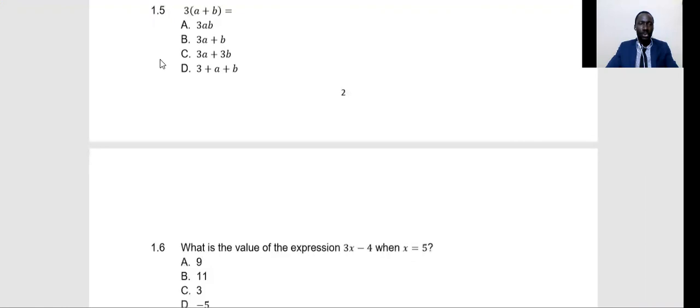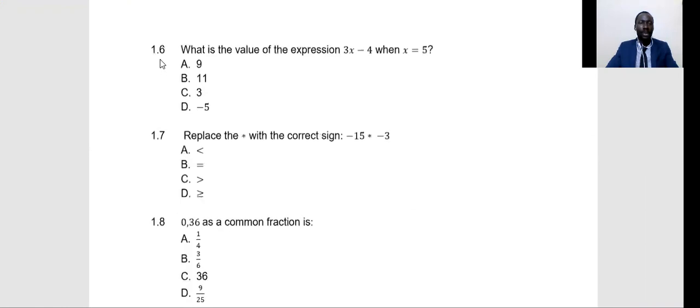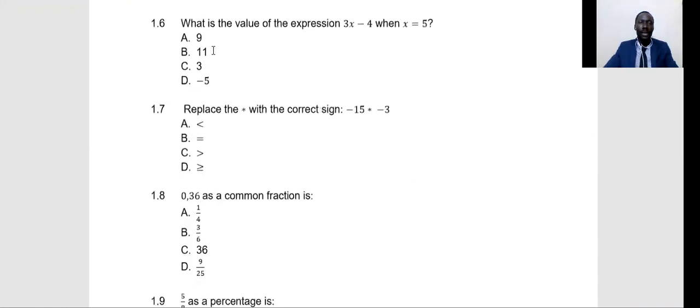Then the next question is question 1.6. Now, question 1.6 is asking what is the value of the expression 3x minus 4 when x equals 9. So what they're trying to say here is that at first, there was something that was not known in the expression. Right now, the value of that quantity is known.